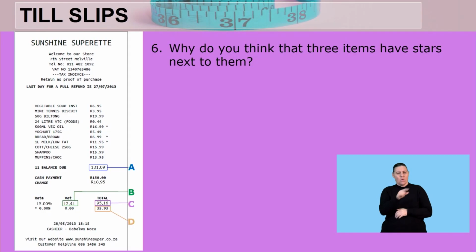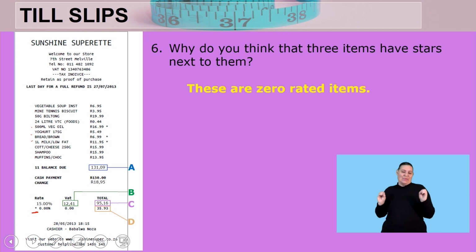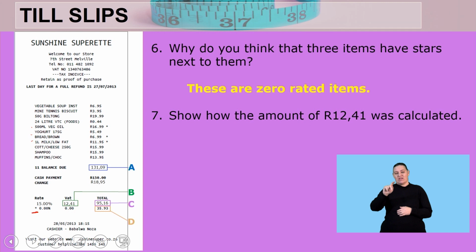All right. Why do you think that 3 items have stars next to them? So if you notice, vegetable oil, I just want to mark them off, bread and milk, each have a little star next to them. And if you look all the way down here at the bottom there, stars, the rate is 0.00%. What's that basically saying? VAT, 0. It tells us that those are 0 rated items. Nice work.